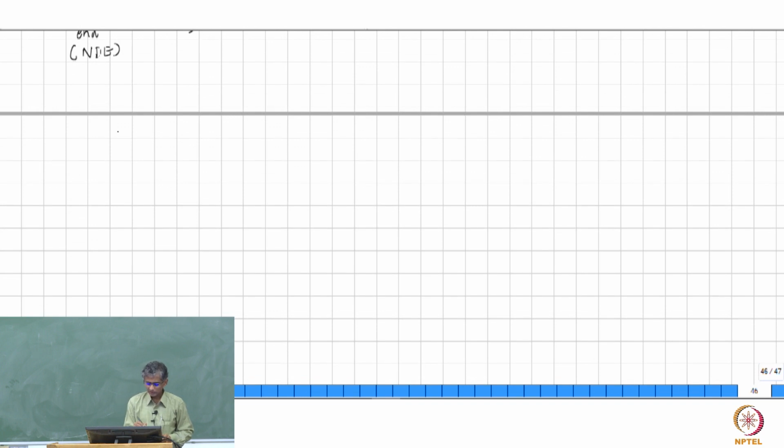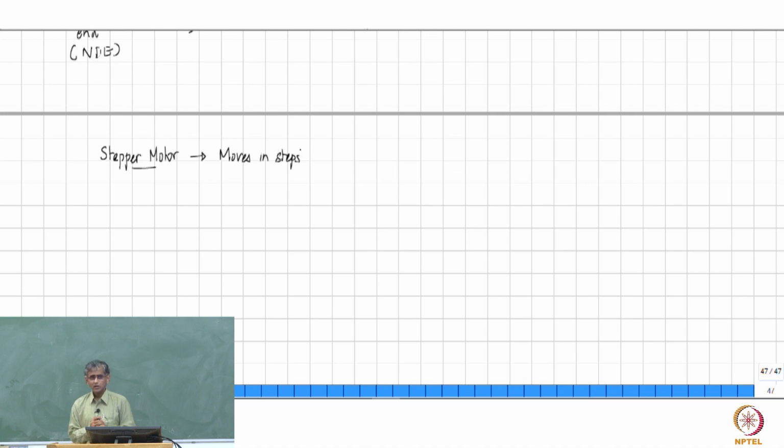So, one other electric motor that is used in such cases is known as the stepper motor. The main advantage of this is that it moves in steps. That's an advantage as well as a disadvantage. It moves in steps, but it moves in well defined steps. So, that is the major advantage of this machine.